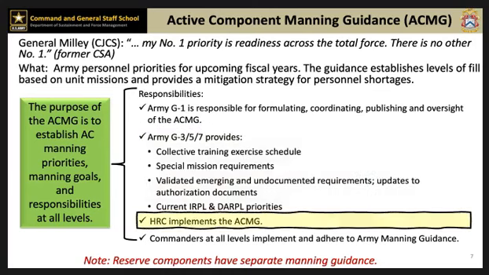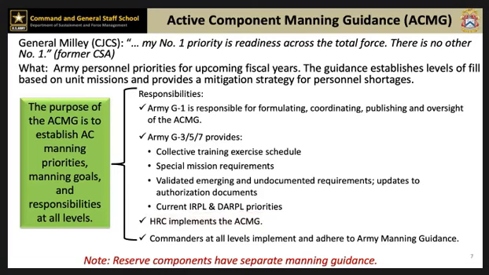The G357 also plays an important role by providing HRC with visibility of key events and ERPL/DARPL priorities. HRC is charged with implementing the active component manning guidance while concurrently attempting to balance the professional development needs of soldiers and the personal needs of soldiers and families. The bottom line is that the active component manning guidance helps the Army manage personnel to spread out the shortages and their risks.